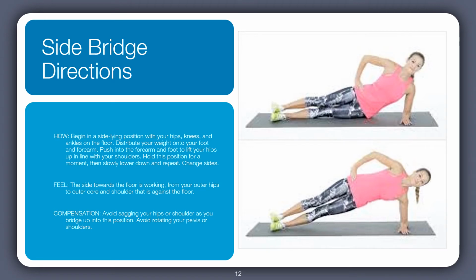Then there's the side bridge. There's a modification of this where you come up onto the knees, but in this exercise, we're recommending that you come up onto the sides of the foot and the forearm. So again, you're on your side, you're on your forearm, you press into your feet gently and you lift your hips. You're holding this here or doing reps.